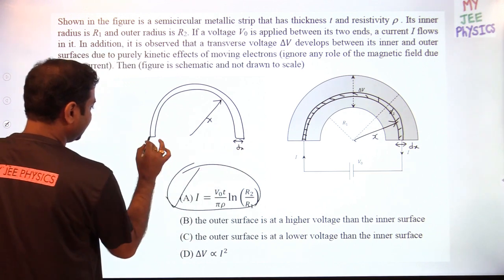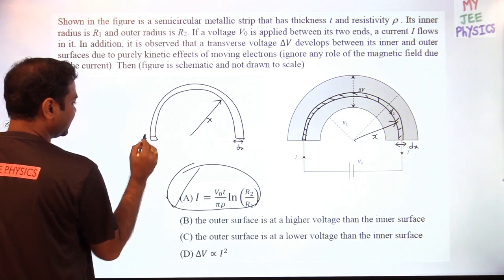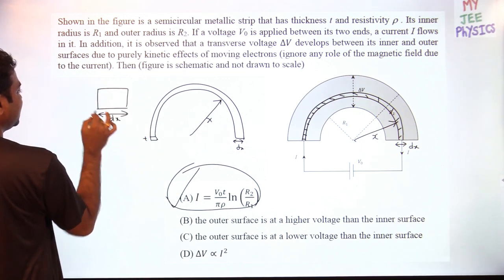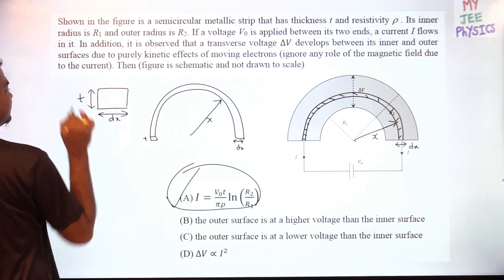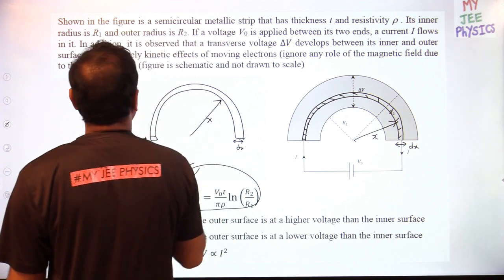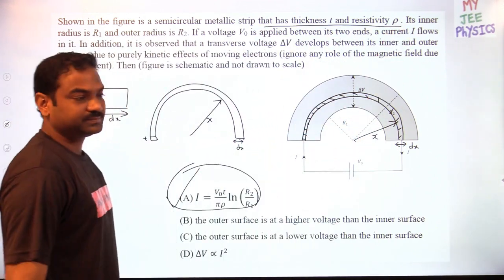And here there is some other thickness, t. This is dx, and this is the thickness t. The thickness of the plate has been given as t, I think. I remember it like t only, somewhere it will be there. Yes, thickness is t and resistivity is rho.